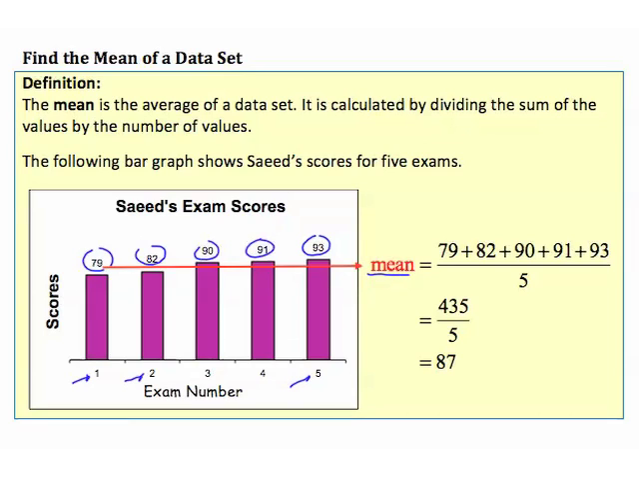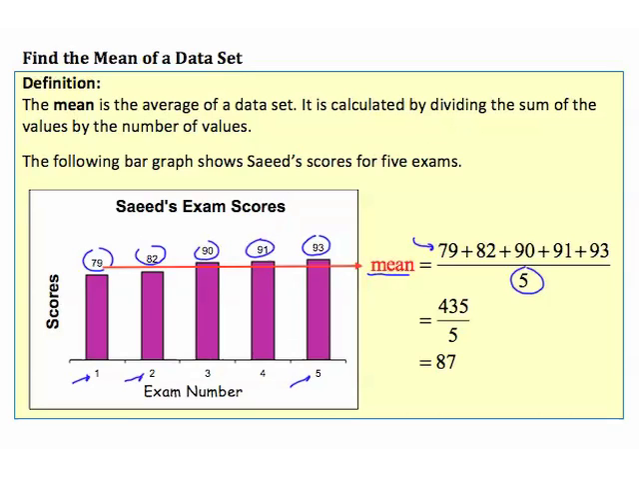And over here, this is how we calculate the mean. We take the sum of all of these scores, which means we're going to add all of these test scores up. And you can see that's what we're doing up here. So we've added all those test scores up. Now there are 5 exams here. So that means we have 5 pieces of data. So we want to divide this whole sum by 5.